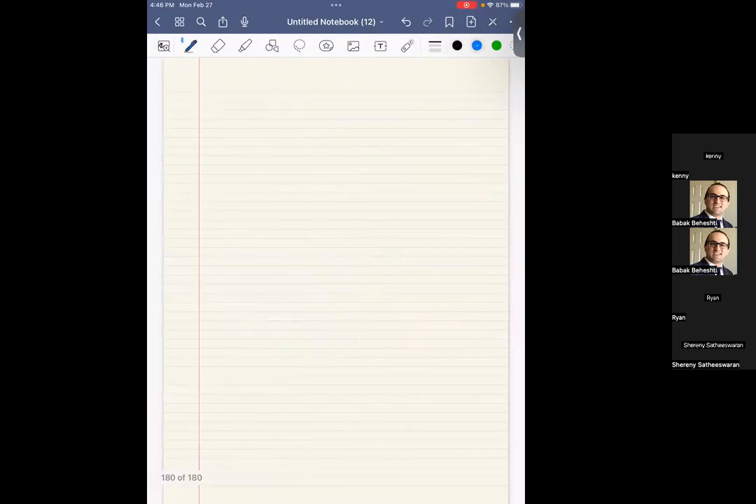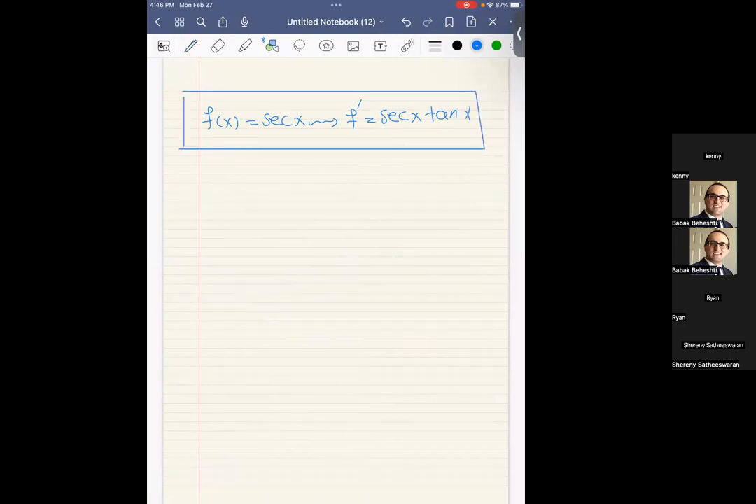Let me just write it. If f of x equals secant, then f prime is secant times tangent. Derivative of secant is secant times tangent. Similarly, you can do the derivative of cosecant.